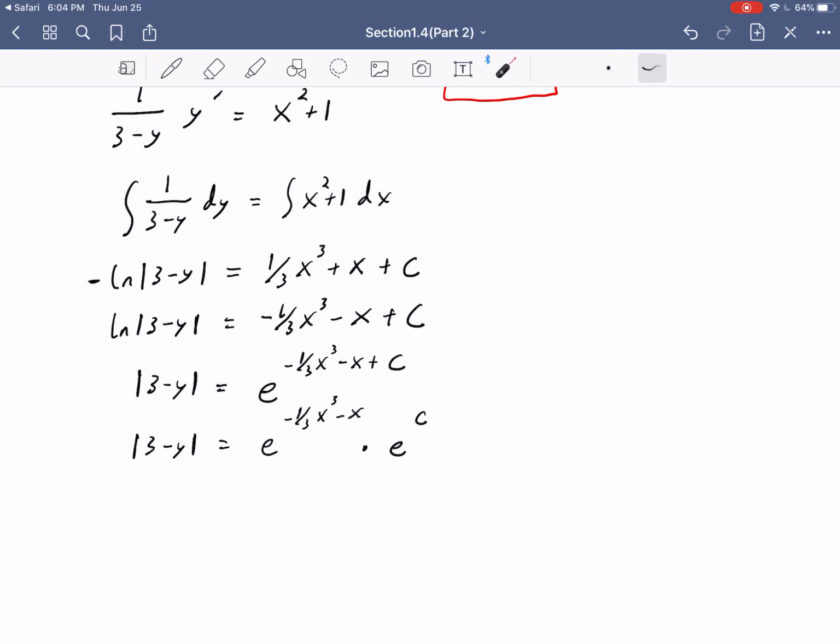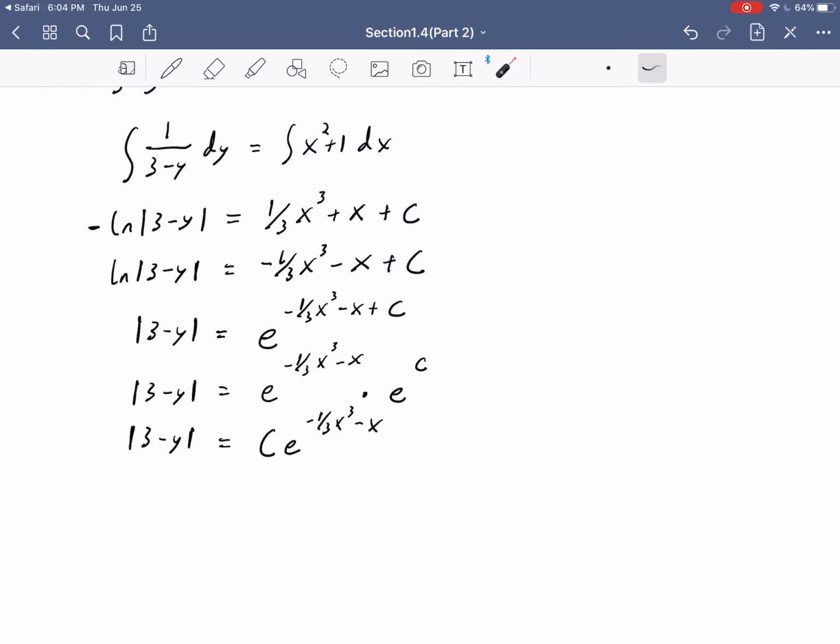The whole point of doing that, and again, as you do this more, you can make the jump from here to the next step in one go. But this, of course, is now another constant, so we can just put a constant in front. Absolute value of 3 minus y equals c e to the minus 1/3 x cubed minus x. And then, as we mentioned, and if you read through your textbook, you saw that explanation in there: if you choose the appropriate constant, you don't have to worry about that absolute value. So we can say 3 minus y is c e to the minus 1/3 x cubed minus x.